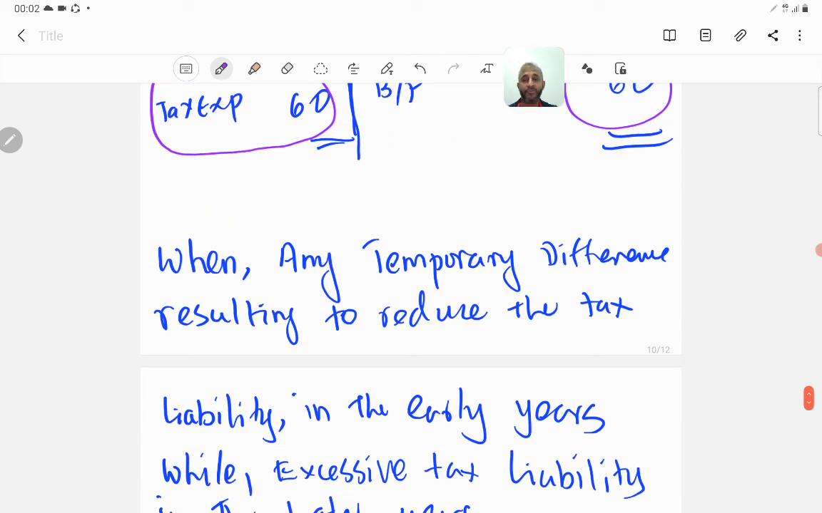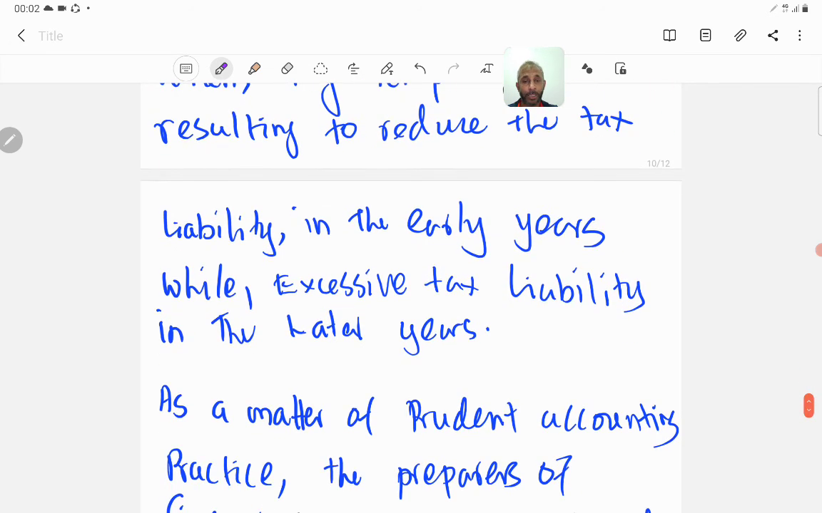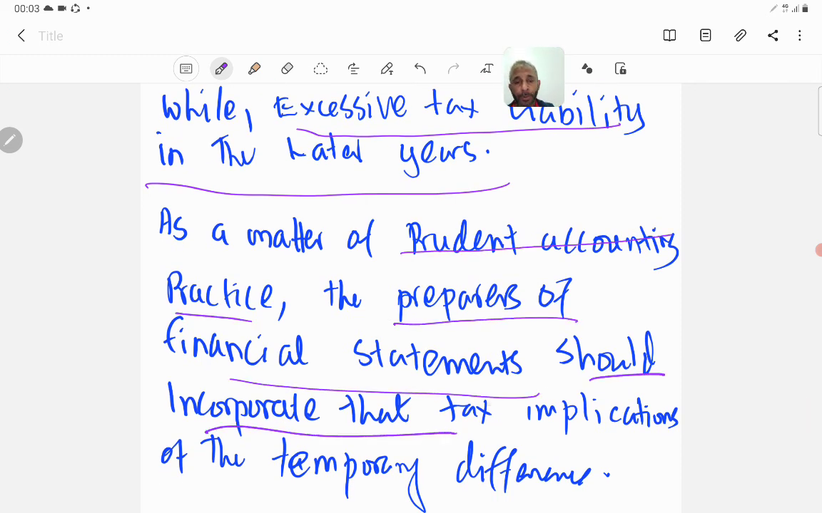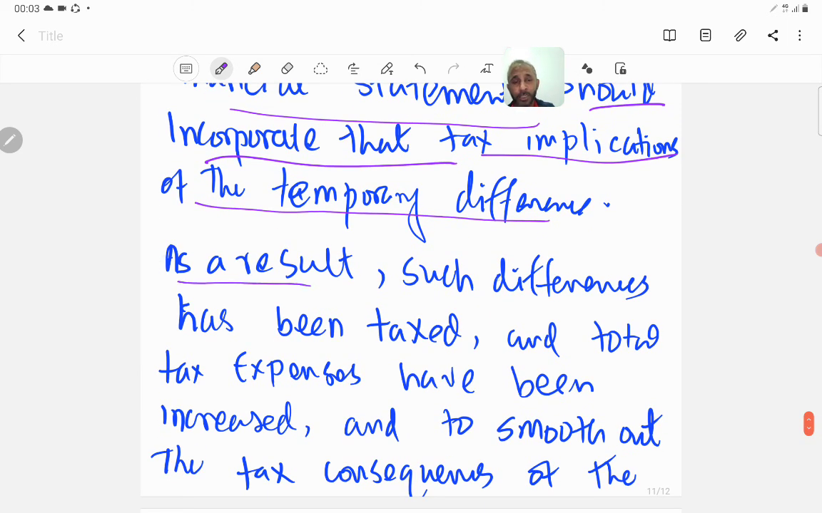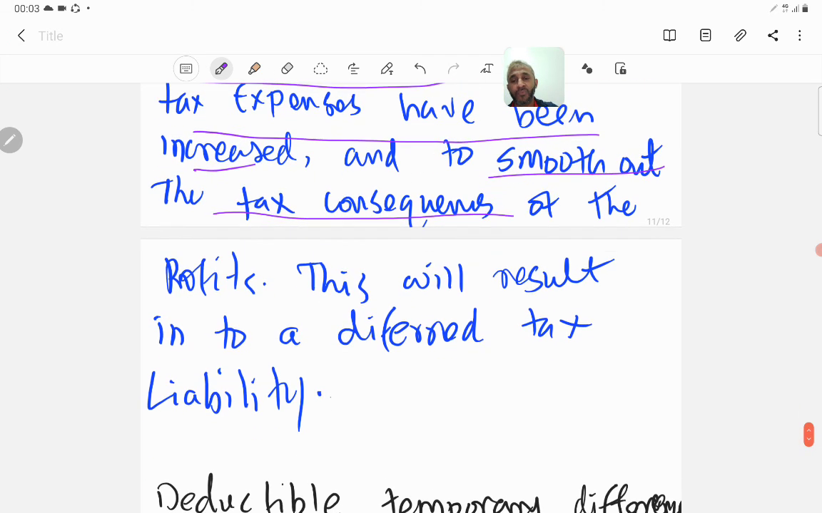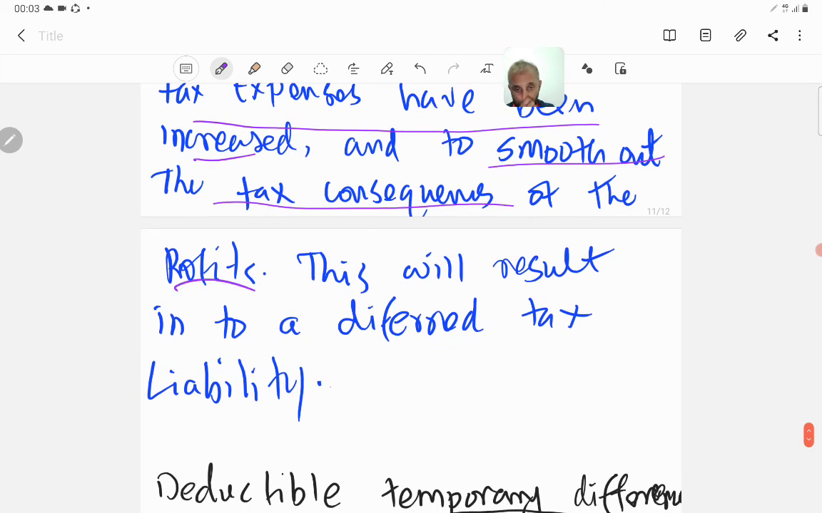When any temporary difference results in reduced tax liability in the early years, while excessive tax liability in the later years, as a matter of prudent accounting practice, the preparers of financial statements should incorporate the tax implication of the temporary differences. As a result, such differences have been taxed, and the total tax expenses have been increased, to smooth out the tax consequences on the profit. This will result in a deferred tax liability.